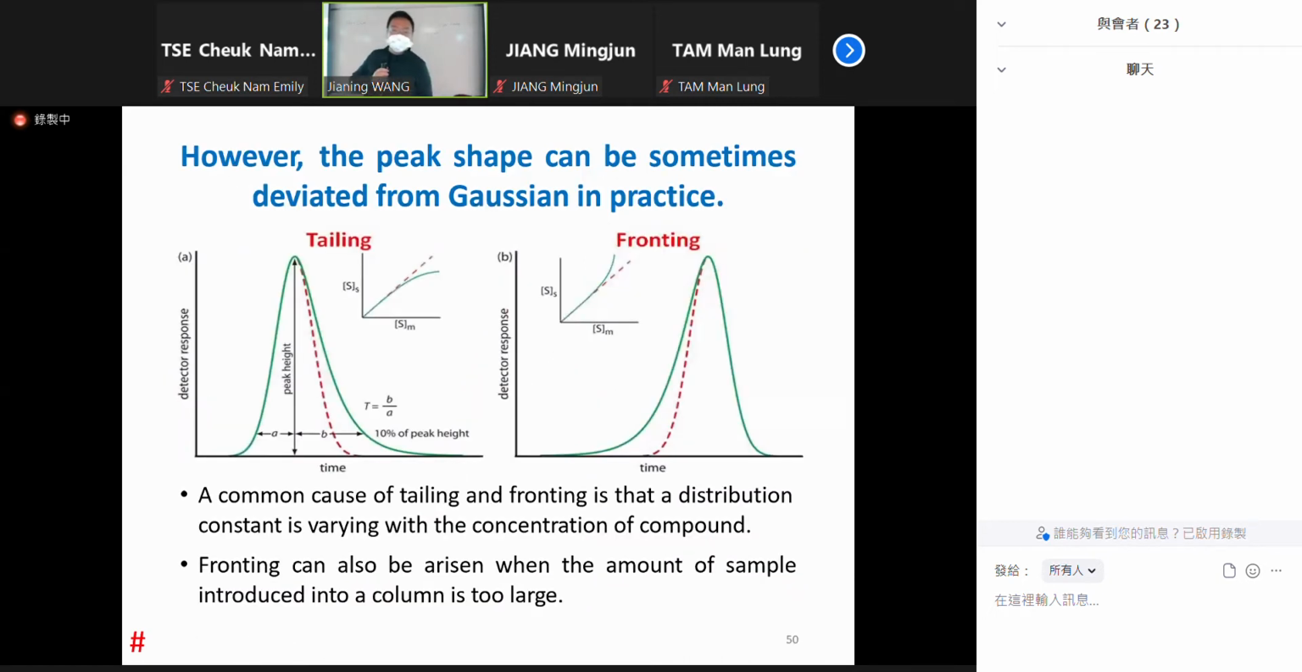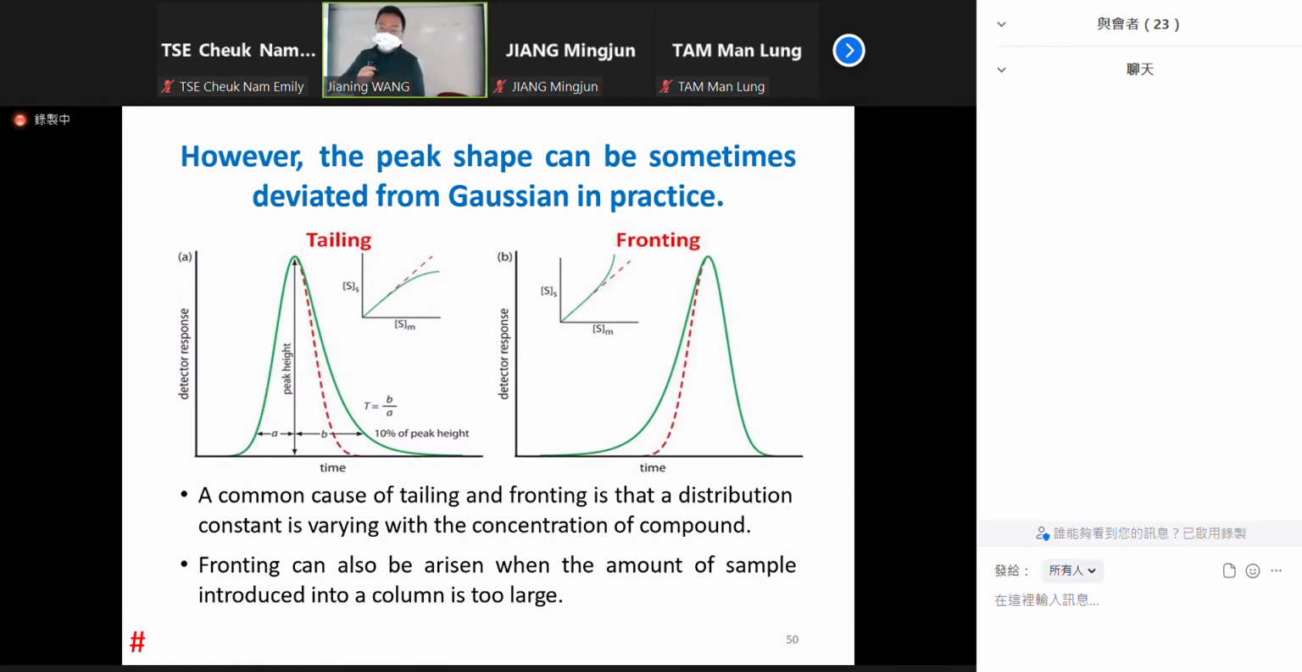Okay, so in the real spectrum, we always see some peak shape like this, tailing or fronting. It's because the real world does not always behave like the ideal Gaussian distribution.